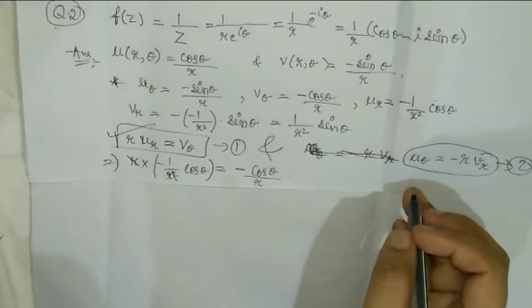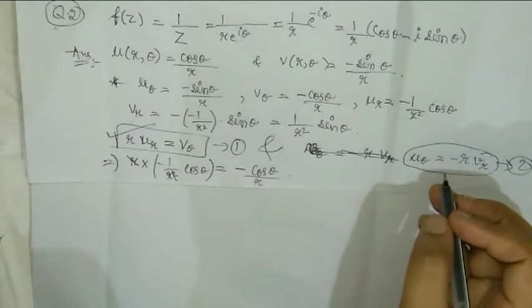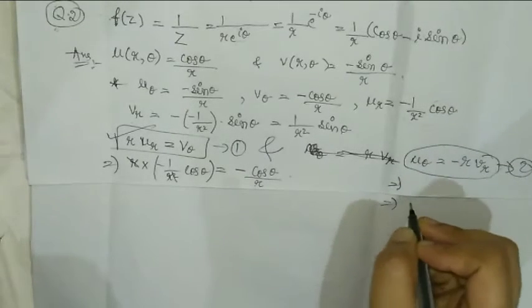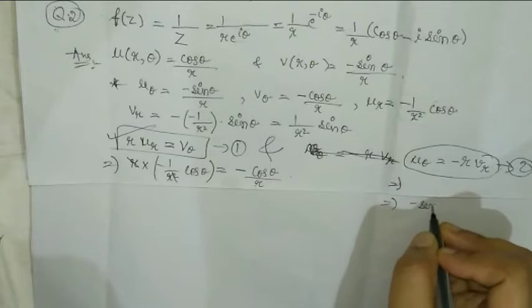Next, let us check whether this one is satisfying or not. That is, ∂u/∂θ is how much? ∂u/∂θ is -sin θ / r.